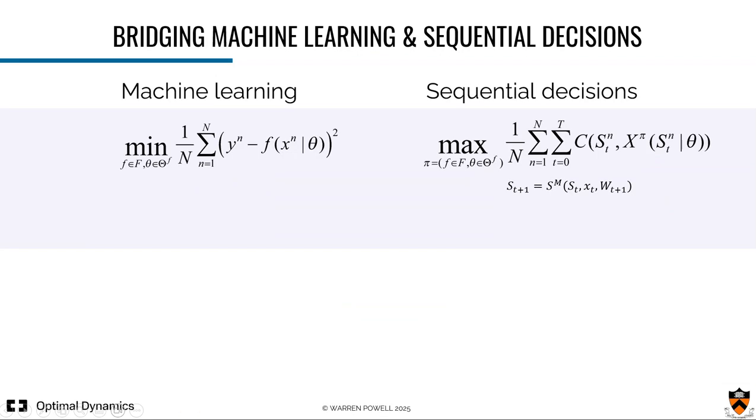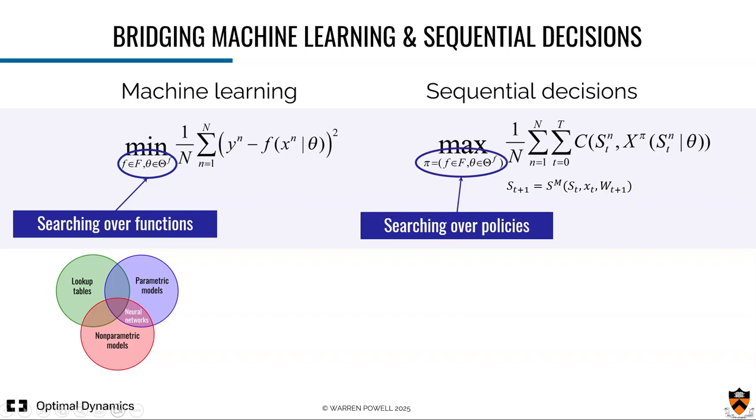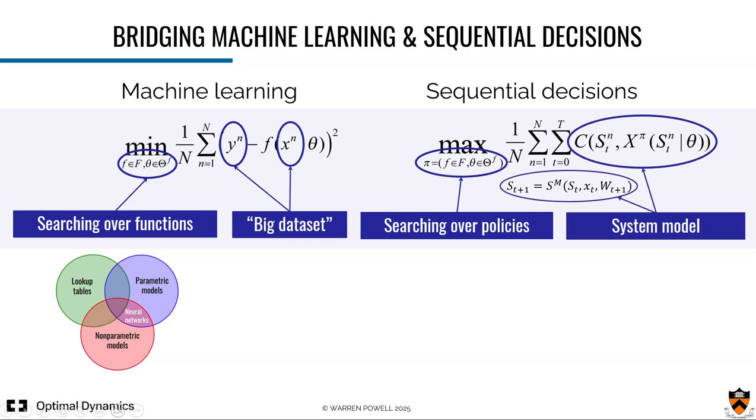Now, to help understand this, I'm going to develop a bridge between machine learning and sequential decisions. In machine learning, I'm searching over functions. Now, they can be different types of functions, and I have tunable parameters. Sequential decisions, I'm searching over policies. In machine learning, I have a training data set to fit some function f to the training data set. And in sequential decisions, I don't have a training data set. I require an objective function that tells me how well I'm doing, and the state transition model that tells me how systems evolve over time. That's where the physics of the problem exists.